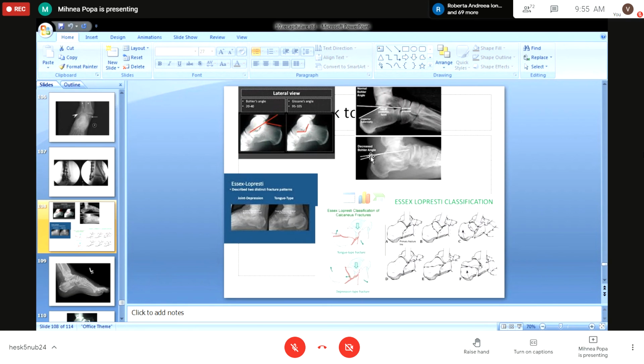You can see here a lower, decreased Böhler angle, so we don't have the normal plantar arch. We have an almost rectilinear plantar line, and this is problematic because the patient cannot walk well without it. The plantar arch helps us a lot in our movement because it absorbs a lot of shock when we step.